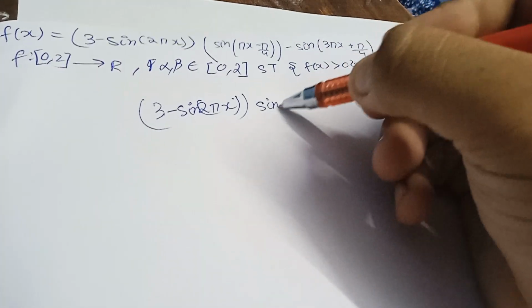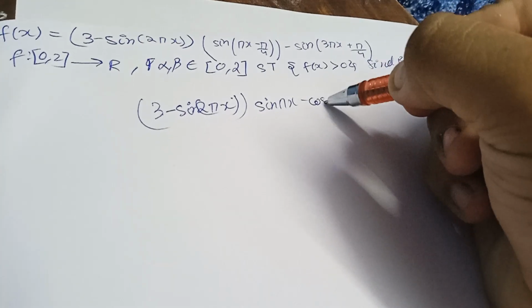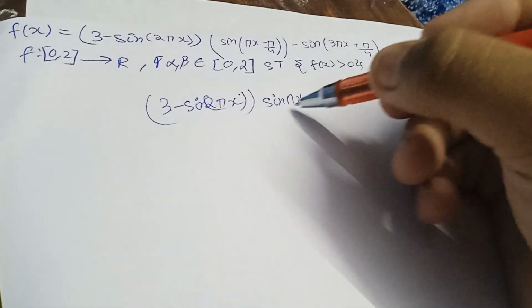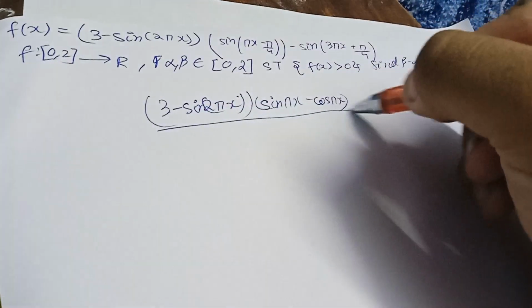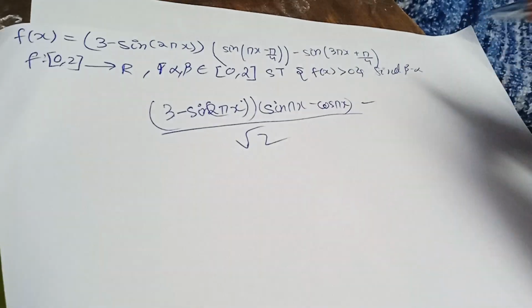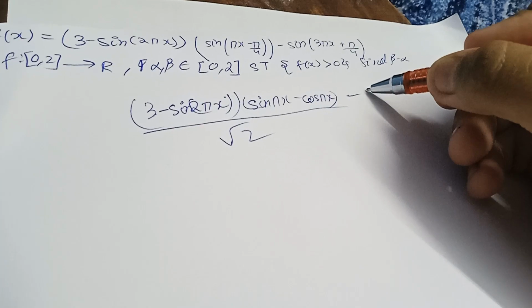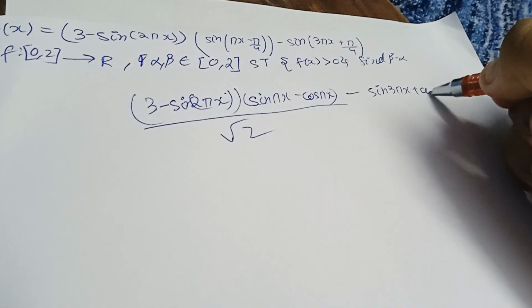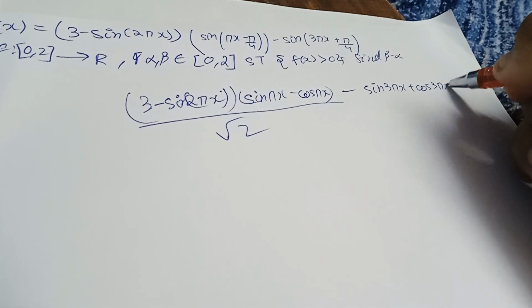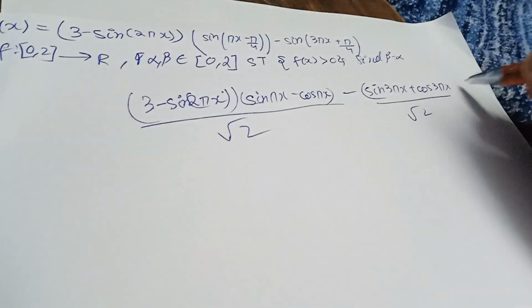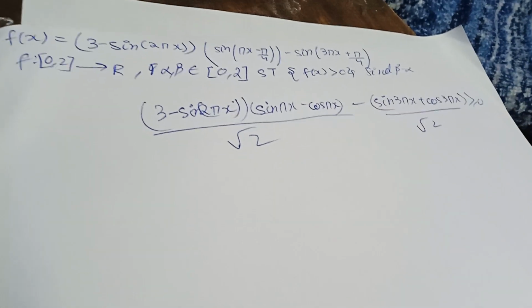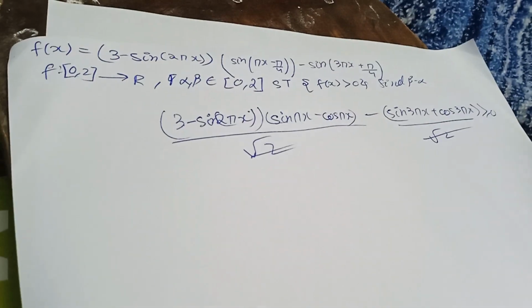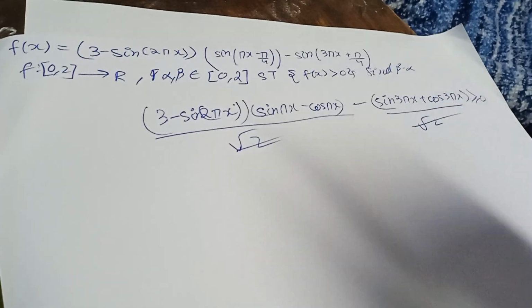Sine of pi x minus cos of pi x, because sine of pi by 4 and cos of pi by 4 both are 1 by root 2, upon root 2, minus sine 3 pi x plus cos 3 pi x by root 2, and we want to find its value such that this function is greater than 0. So this root 2 goes over there because it's a positive term.